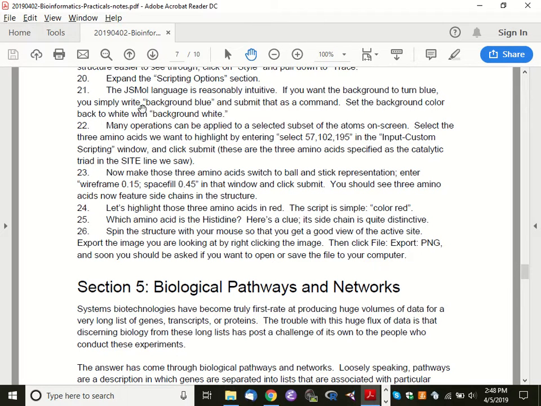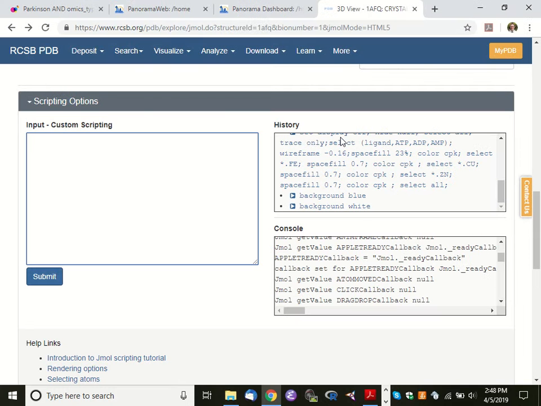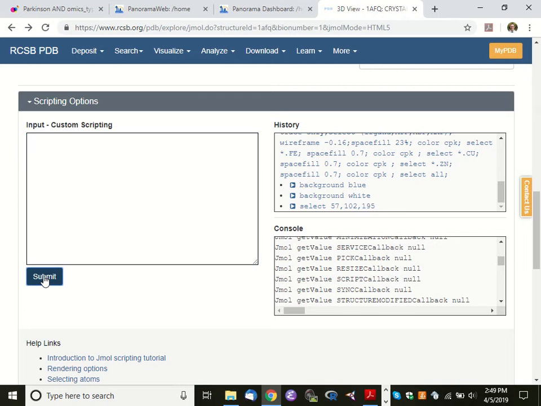Okay. Many operations can be applied to a subset of the atoms on screen. We are only interested in this case in the catalytic site, right? Remember that was specified back in the file there? All right. So we need to specify exactly these amino acids are selected. I am now going to enter select 57, 102, 195. Those are numbers I took right out of the PDB file, and click submit.